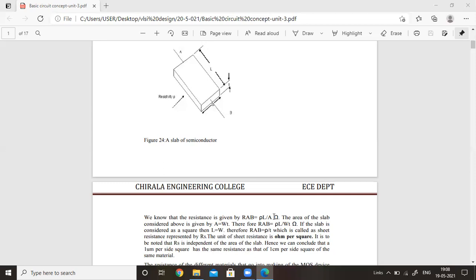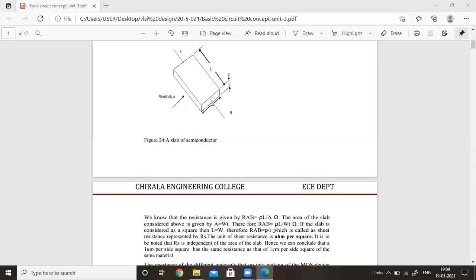So if you substitute L equal to W in that equation, what will you get for R suffix AB? Z is the ratio of L by W. If L is equal to W, then Z is equal to 1. That is, we can consider it as 1 square. So R suffix AB is equal to 1 square into rho by T. So 1 square is nothing but 1 square. Therefore R suffix AB is equal to, what happened now?